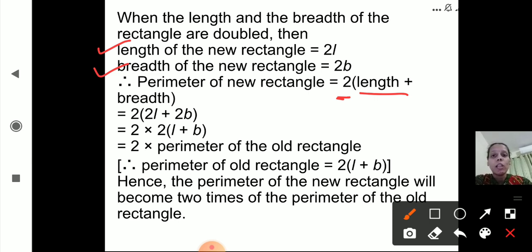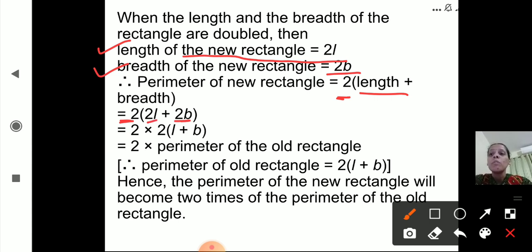Now we will put the values. See here, 2. What is the length of the new rectangle? As we are finding the perimeter of the new rectangle, we will write the length of the new rectangle, not the old one, and the breadth of the new rectangle. The length of the new rectangle is 2L and the breadth is 2B. So put the values.